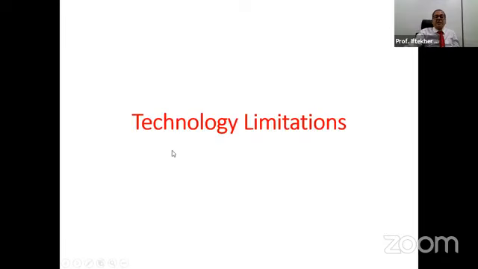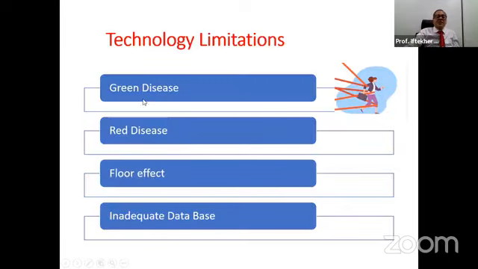Now the technology limitations. These limitations are the green disease, red disease, floor effect, and inadequate database. Green defect is when there is a mild form of retinal nerve fiber layer defect, OCT cannot detect it, and OCT expects that it is green, it is healthy. But there is a mild defect. This is called green defect.